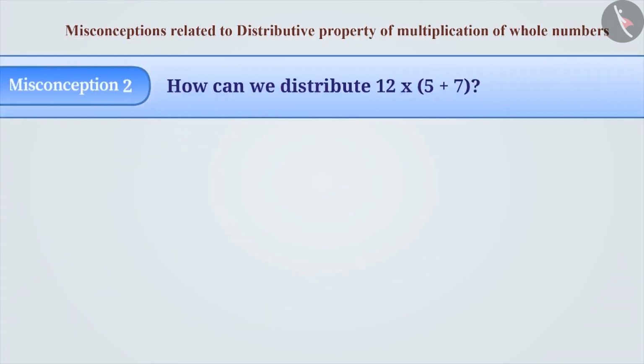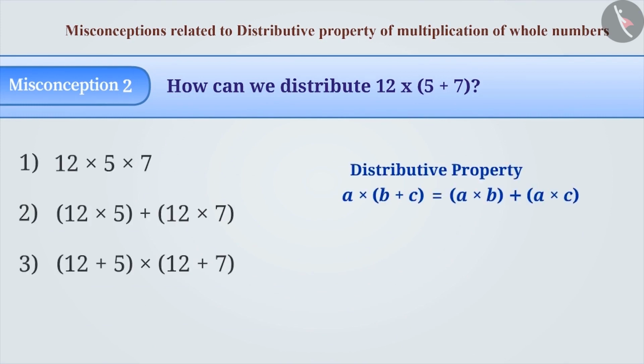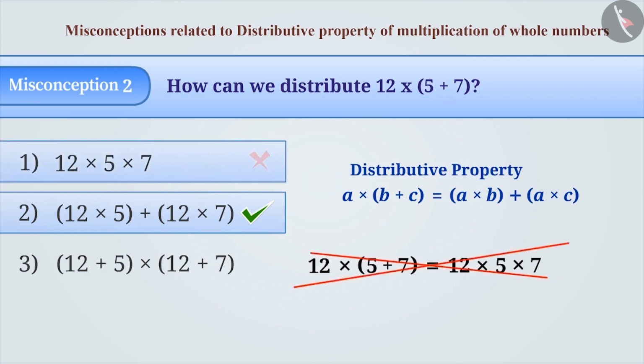Misconception 2. How can we distribute 12 into 5 plus 7? While using distributive property, we need to multiply the numbers inside the brackets with the number outside the brackets. With this understanding, option 2 is chosen, which is the correct answer. Due to confusion in understanding the distributive property, sometimes the number outside the brackets is simply multiplied with the numbers inside the bracket. This is an incorrect way.